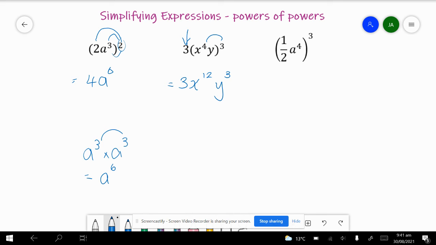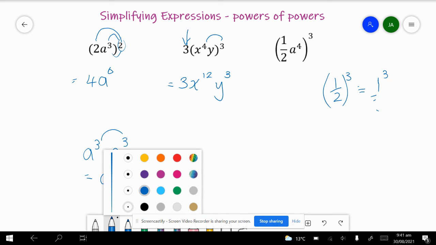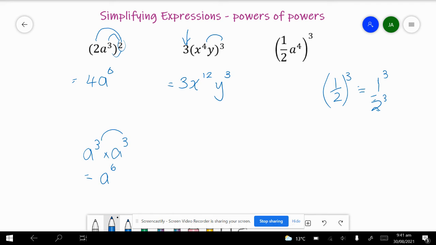The next one's an interesting one because you've got a fraction with it. Okay, so I'm just going to do some working out to the side here. If you've got a half to the power of 3, what you can rewrite that as is 1 to the power of 3 over 2 to the power of 3.